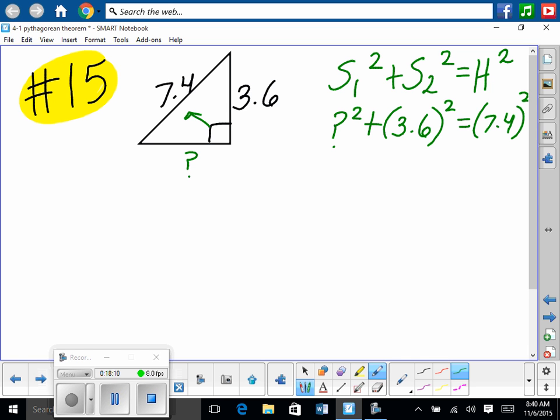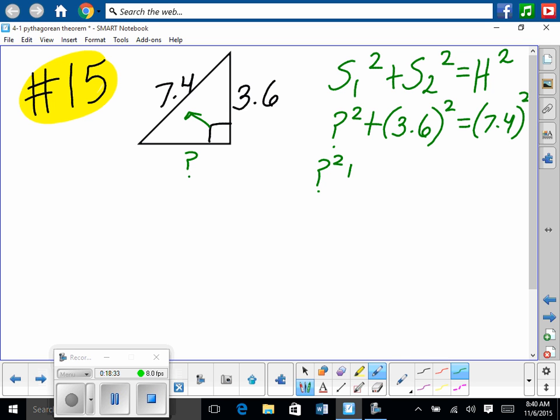This is really important. You can't just do this. A lot of people, they come from secondary math 1 and they think they can just do the Pythagorean theorem and always put whatever they're missing on the other side. That's not true. Does everybody understand how 7.4 must go on the right side of the equation? It's our hypotenuse. That's the formula. Is everybody good with that? Okay, so now we'll piece by piece solve for question mark.